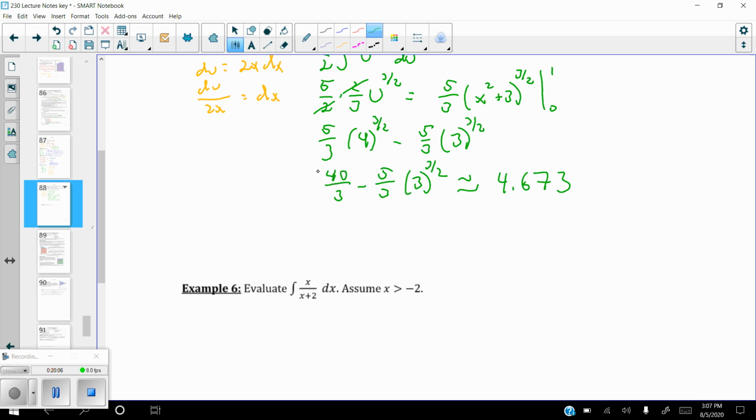If they ask for an exact answer, this is the exact answer. If they ask for the decimal, the 4.673 is an approximation.